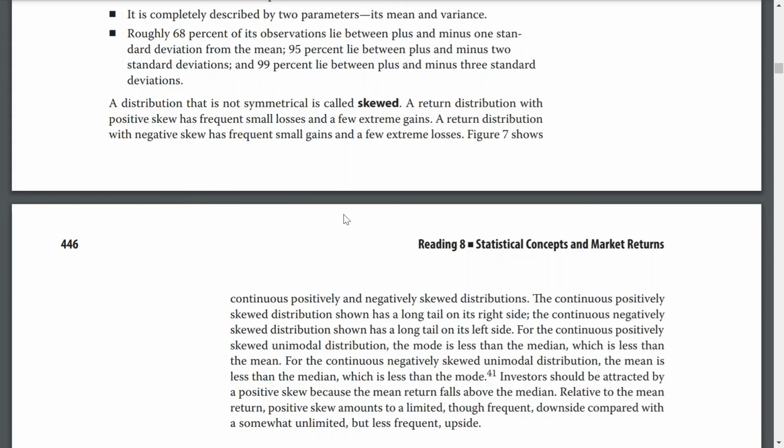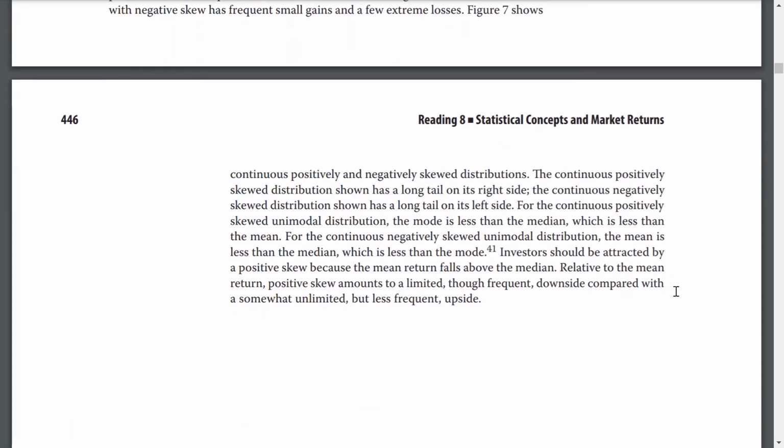Figure 7 shows a continuous positively and negatively skewed distribution. The continuous positively skewed distribution shown has a long tail on its right side, and the negatively skewed distribution has a long tail on its left side. The positively skewed has a long tail at its right side, and the negatively skewed has a tail at its left side.